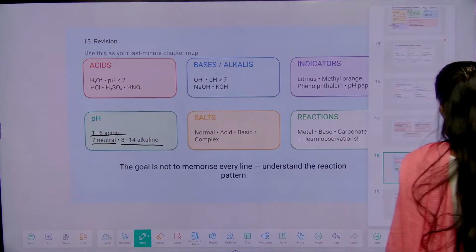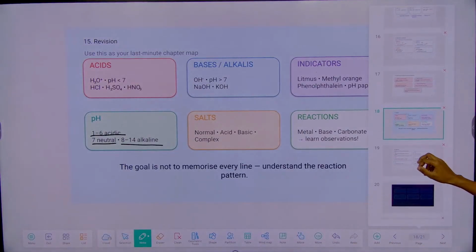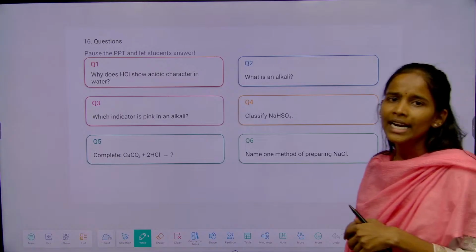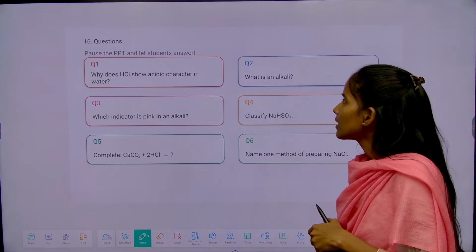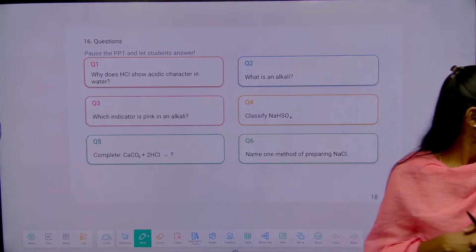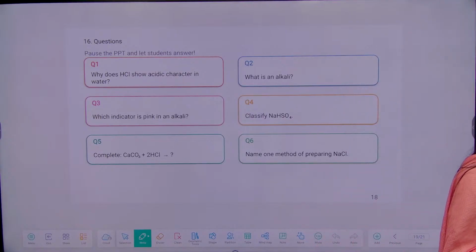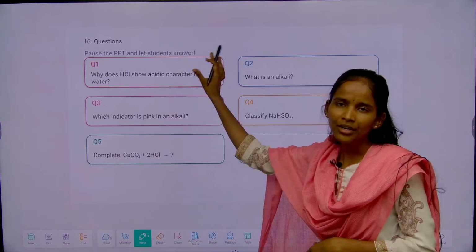Now here I have given some questions. Try to answer those questions and let me know in the comment box. See, these are the different questions I have given for you.